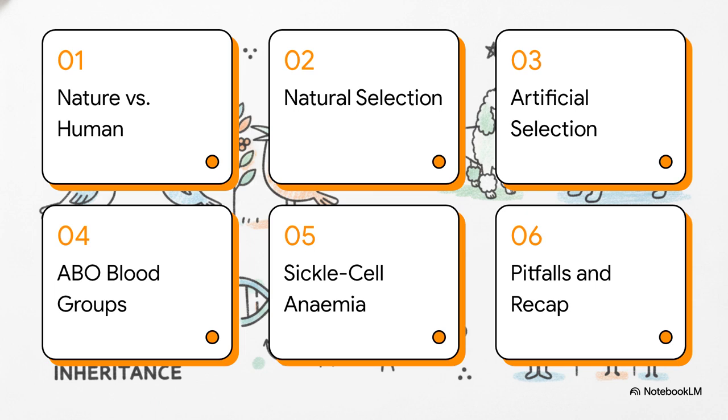Here's our interactive syllabus for today. We're going to compare nature versus the human designer, break down the mechanics of both natural and artificial selection, dive into the genetics of ABO blood groups, scale from the micro to macro with sickle cell anemia, and finally, wrap up with some crucial exam pitfalls and a recap.